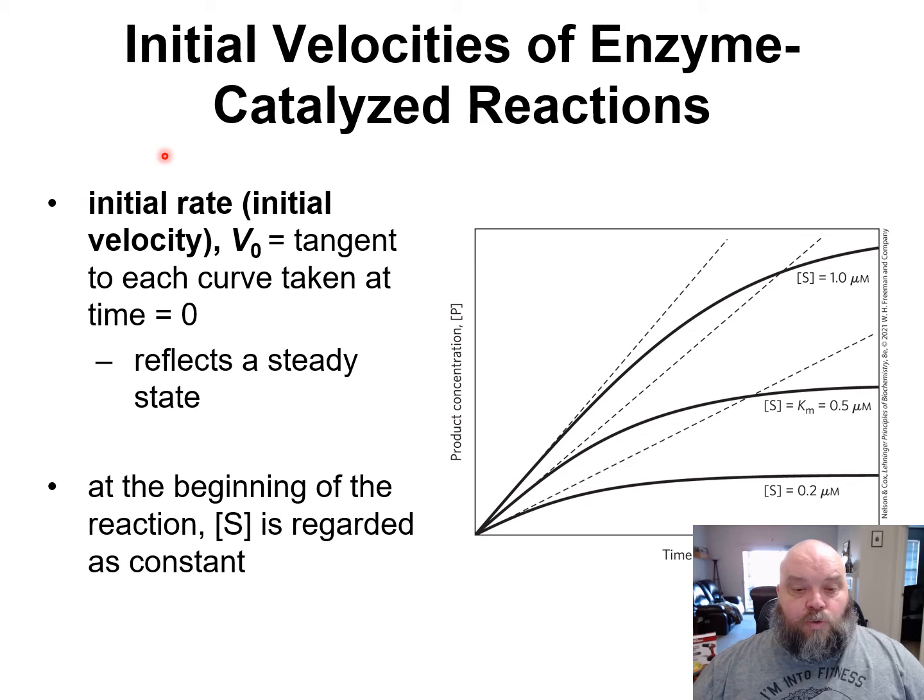This initial rate, the initial velocity, they call this V naught. At time zero, when everything is introduced together, for a certain amount of time before it starts to bend over and become the steady state, as you see here. If you were to just extrapolate out a line before it begins to bend and curve over, the slope of that line is V naught.